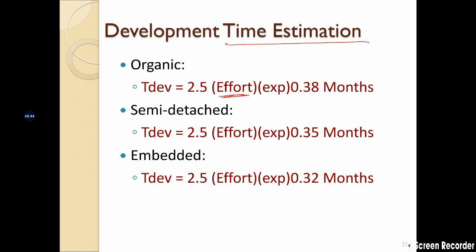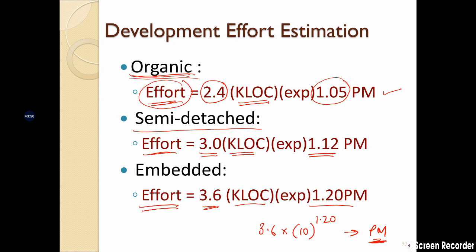So your constructive cost model, that is the COCOMO model, gives you two values. One, it gives you the effort in terms of person months, and second, it gives you the development time in months. Again, I told you, if it's 1 person month, that means one person working for 5 days a week and 8 hours a day.